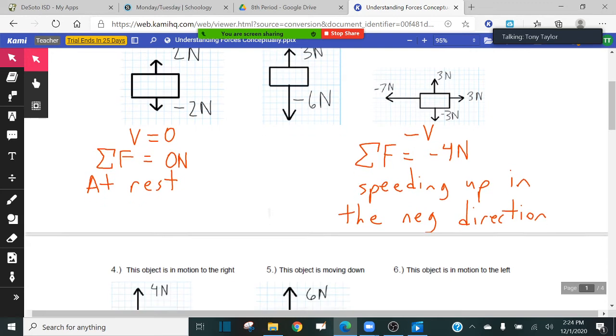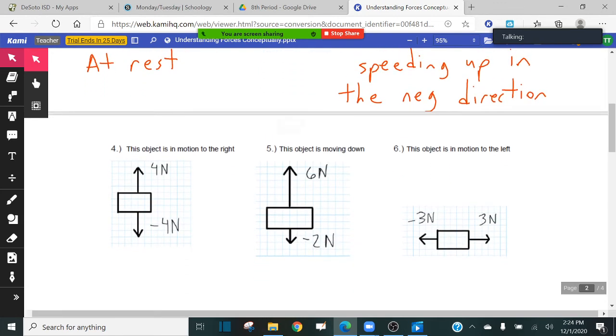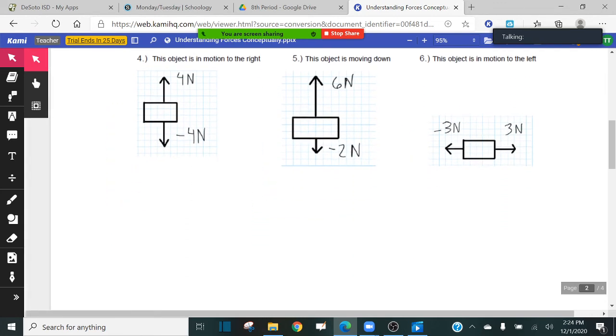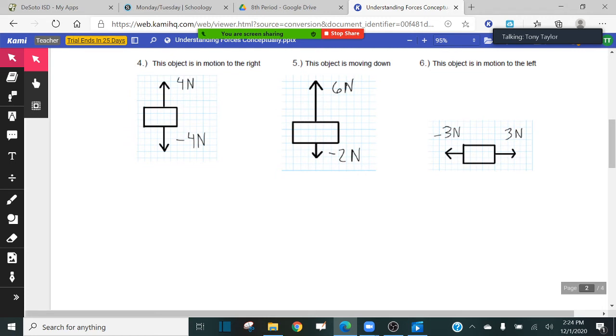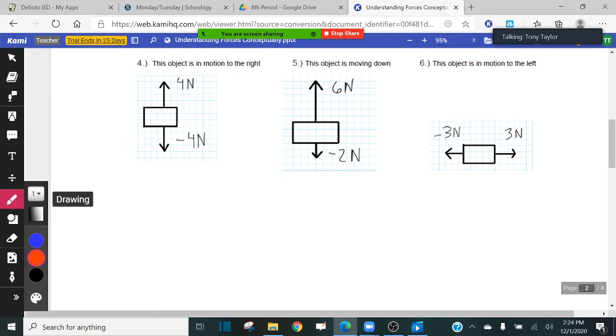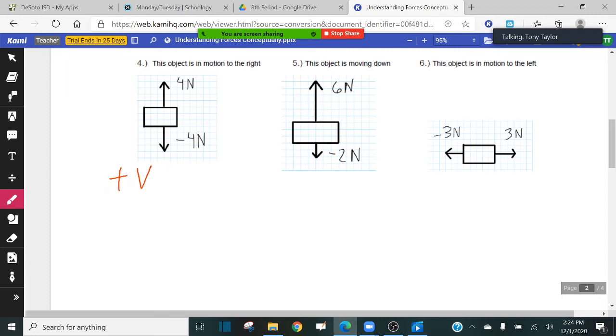All right, let's move on. Guys, let's look at number 4. Okay, so number 4 says this object is in motion to the right. So if it's in motion to the right, it obviously means it has a positive velocity. So it starts off moving in the positive direction. Okay.